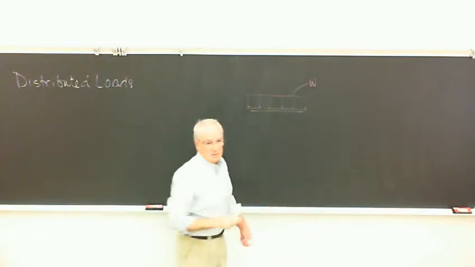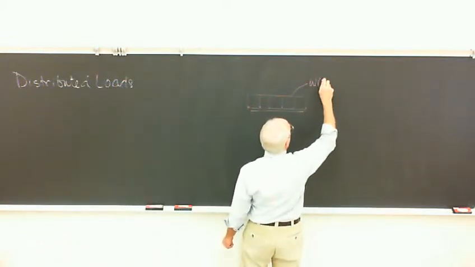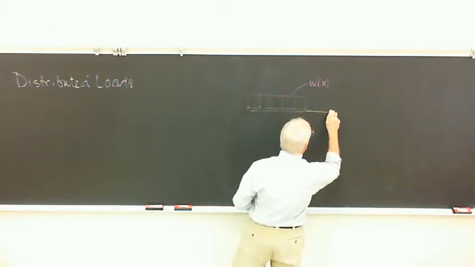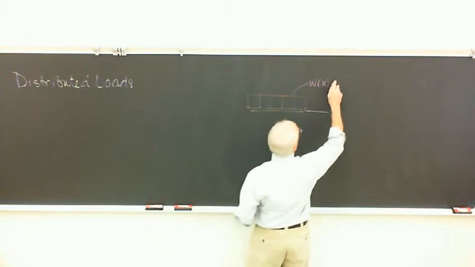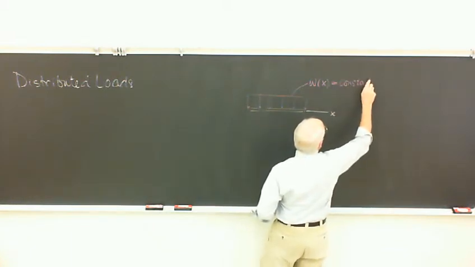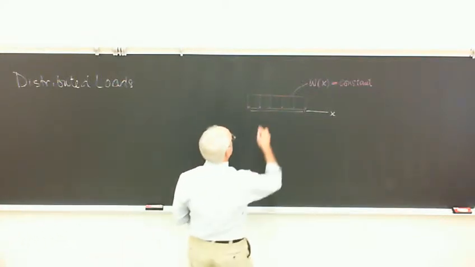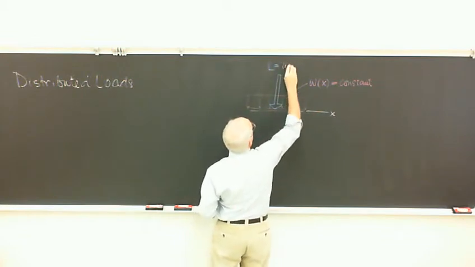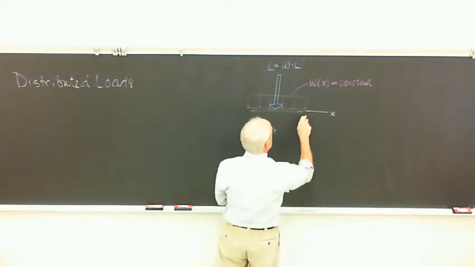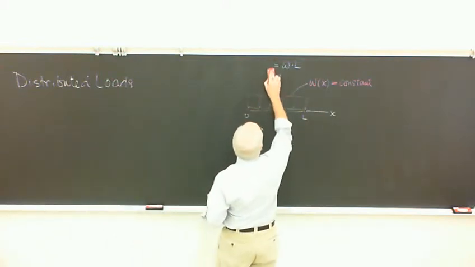We typically use this symbol small w for the functional form of the distribution with x, where x is the distance along the beam itself. So in this case, we happen to have a distributed load that is constant. Just for that example, and I told you that we could figure out the total load from that. And if we placed it at the center, if its length is L, then the total load, let me use an F there.